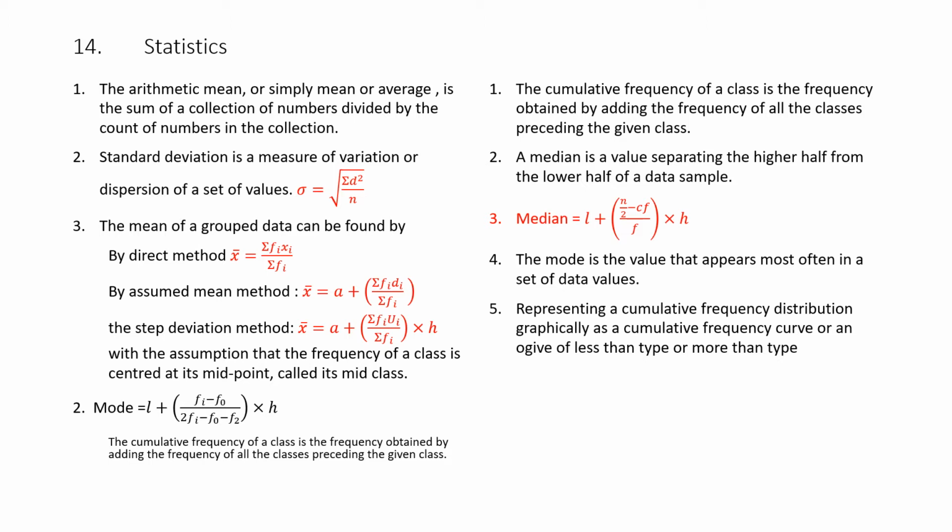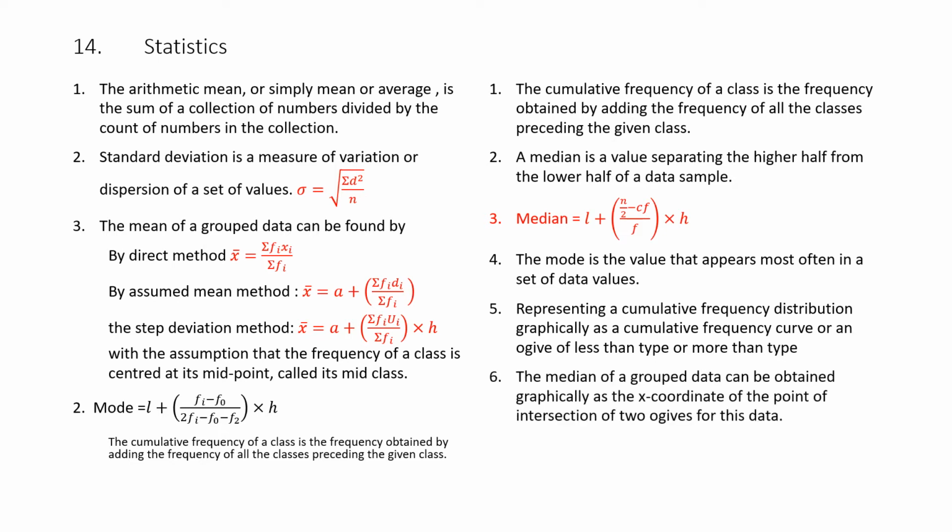Representing a cumulative frequency distribution graphically is done as a cumulative frequency curve, or an ogive, of less than type or more than type. The median of a grouped data can be obtained graphically as the x coordinate of the point of intersection of the two ogives of this data.